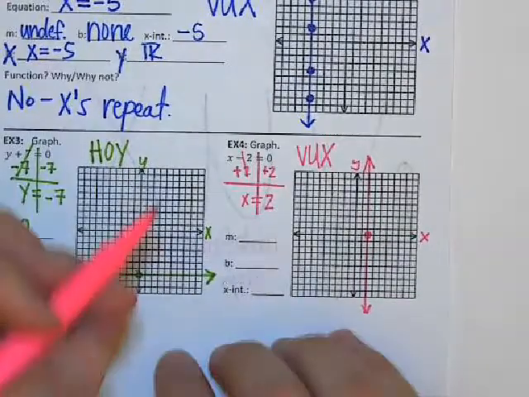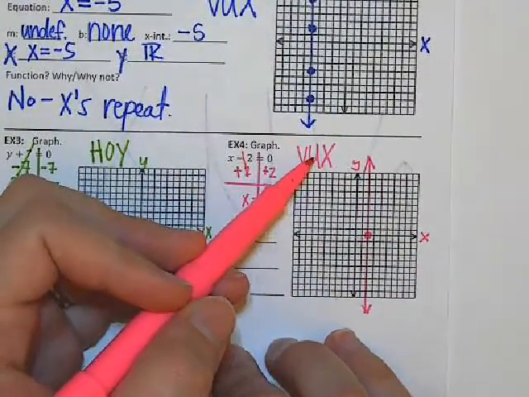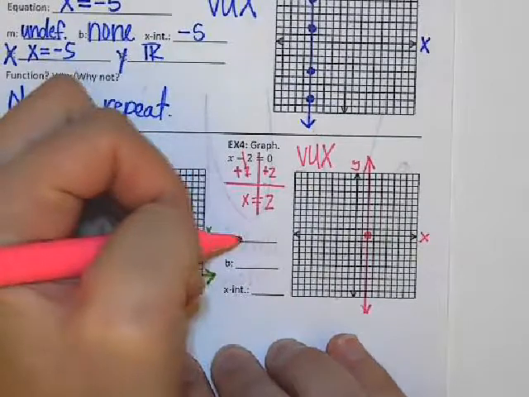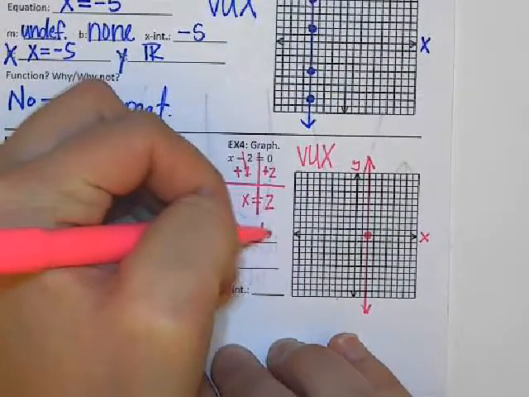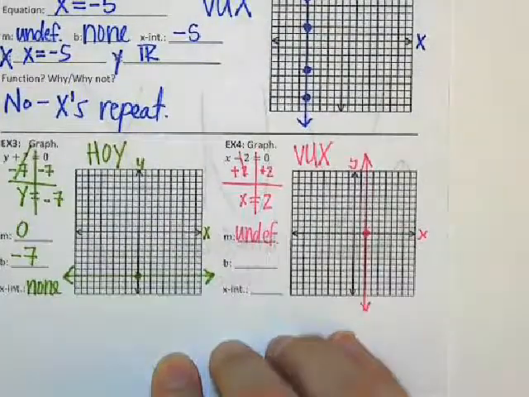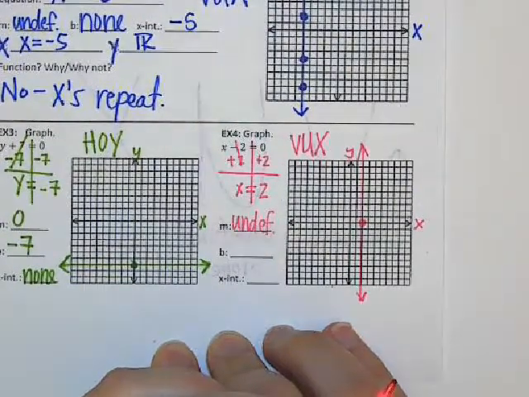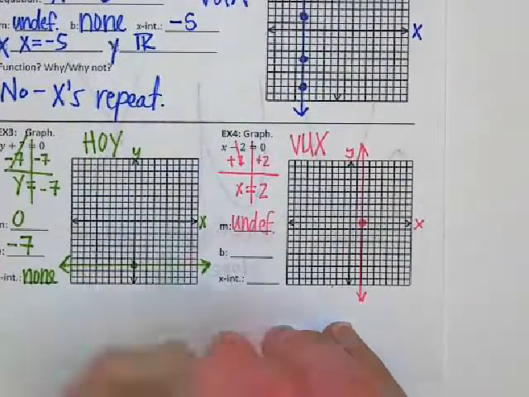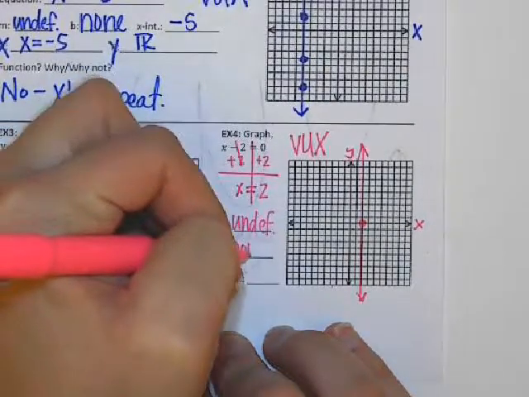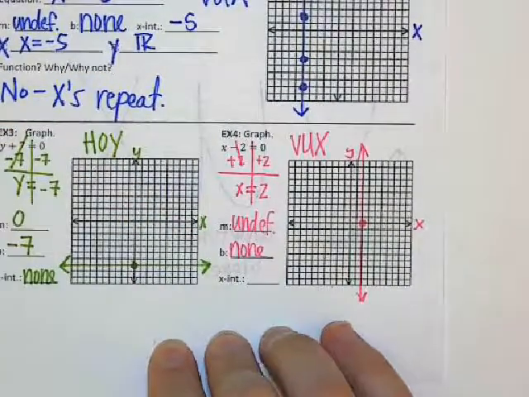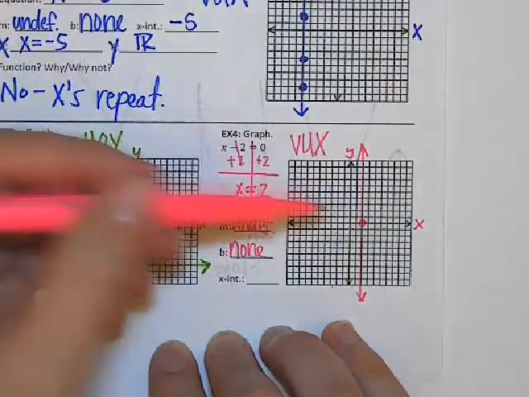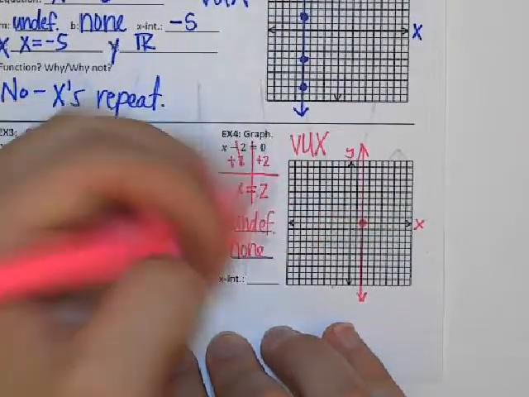Okay, what's my slope for a vertical line? The U stands for undefined. Undefined slope. What's my B? Good, y-intercept. Does it cross the y-axis? No, so none. Does not cross the y-axis. What about x-intercept? Yes. It crosses the x-axis at 2.